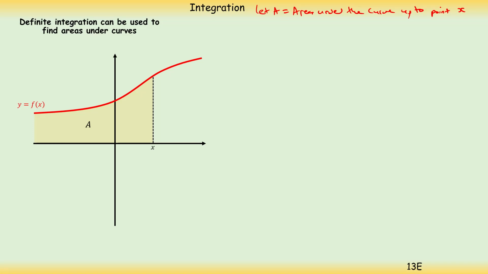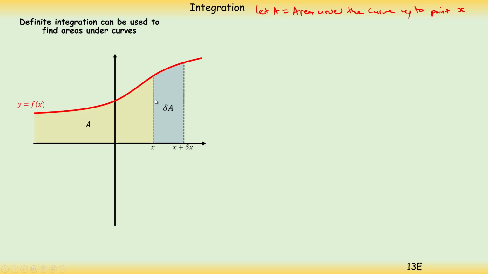Now, what I'm going to do is extend that area slightly by extending X. Now, when we did differentiation, if you remember, a small increase in X we called delta X. So I'm going to extend that by a small increase, delta X. So this point here is X plus delta X. Okay? And the increase in area we're going to call delta A.